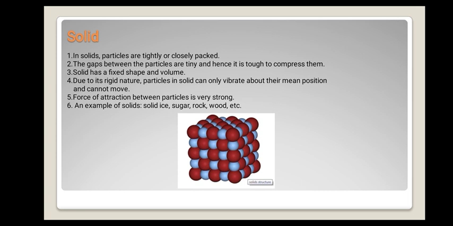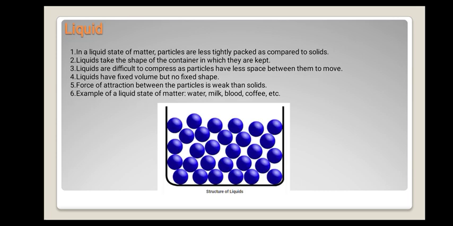Now come to our next substance, that is liquid, the liquid state of matter. Now in the liquid state of matter, particles are less tightly packed as compared to solids. Liquids take the shape of the container in which they are kept. We already know that point. Now, third one. Liquids are difficult to compress as particles have less space between them to move.